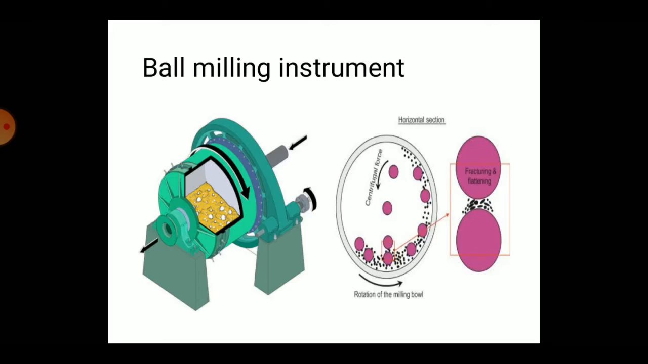So the next diagram, that is the horizontal section, there you can see the pink color balls. They are the alumina balls or stainless steel balls, and the other dotted structure that you can see there will be your slurry. So what will happen, due to the continuous motion, due to the impact of these, the bulkier particles will be broken down into nanoscale size particles. So from this you can obtain your nanoscale particles, or synthesis of nanoparticles is achieved.